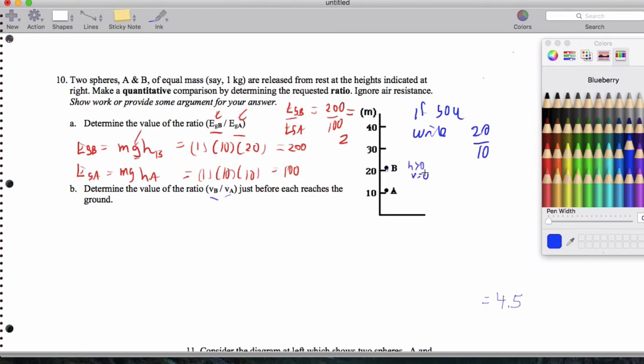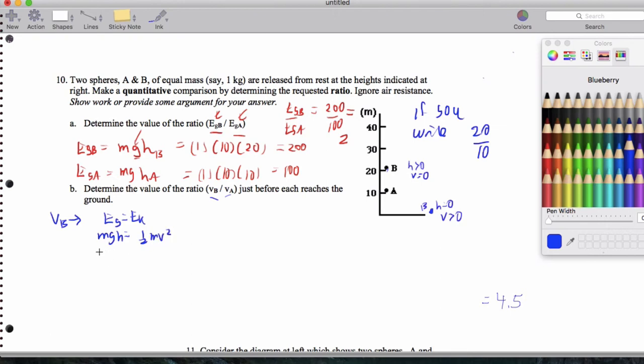Its speed is 0. And then when it hits the ground, its height will equal 0 and its speed will be greater than 0. So when we actually set up our equation, let's just work on getting the speed for B. We know that E gravitational is going to become E kinetic, and that means mgh will become 1/2 mv squared.